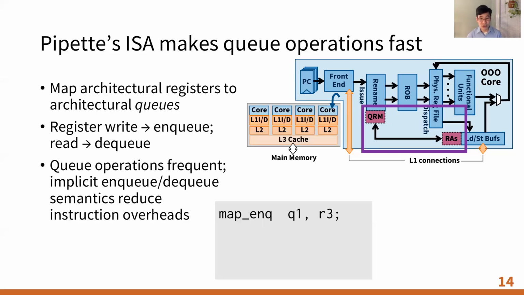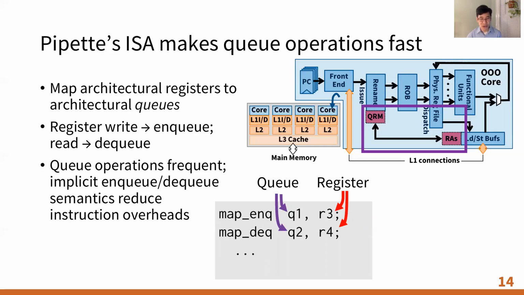One of Pipette's instructions, map NQ, takes a queue and a register. In this case, Q1 is a queue and R3 is a register. It maps every write of register R3 as an NQ of Q1. Another Pipette instruction, map DQ, maps every read of R4 as a DQ of Q2. These instructions need to be run only once to set up a pipeline. Any subsequent instructions using R3 and R4 now manipulate Q1 and Q2.